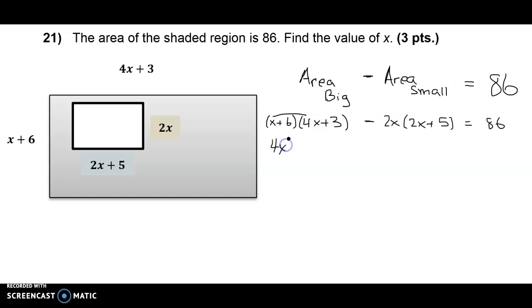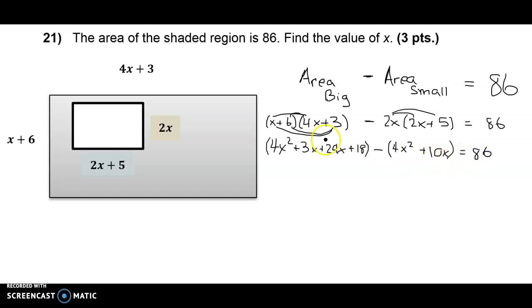If you still need help with foiling, that's what today is for, corrections. Plus 3x plus 24x are these two, and then plus 18. I'm going to put all that in parentheses. Minus, I'm going to just distribute here, okay? So I would have 4x squared plus 10x equals 86.